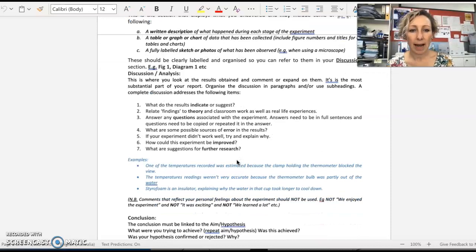So let's talk about how to construct a discussion. I break the discussion usually into two sections. The first one is a description of the trends or the patterns that you see in the graph. So if, for example, you are investigating the boiling point of water with different solutes dissolved in the solvent, so different solutions there, you will describe the trend or the lines, and you must use data in this description.